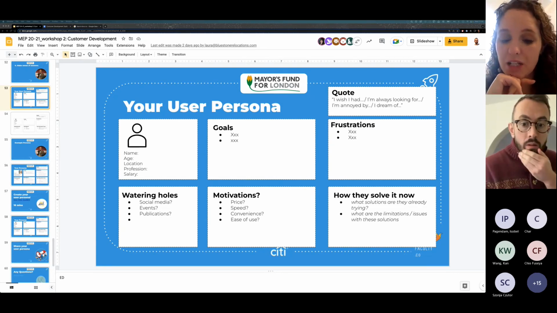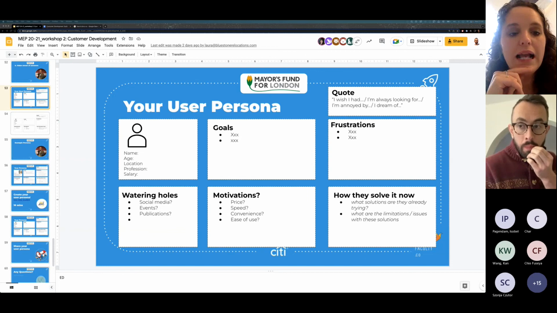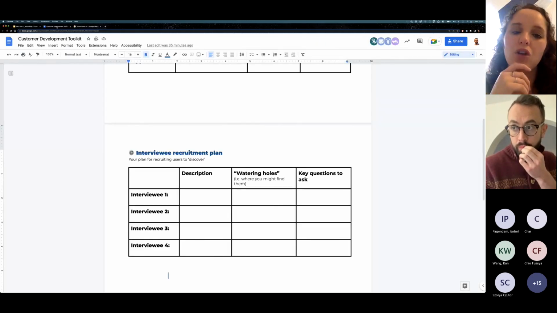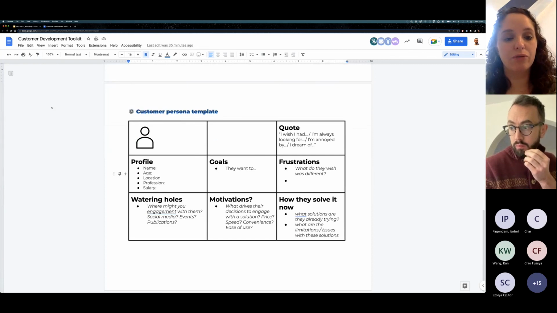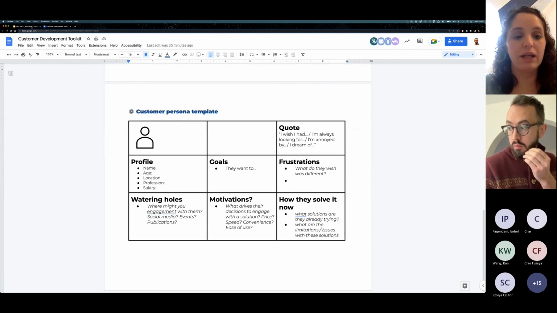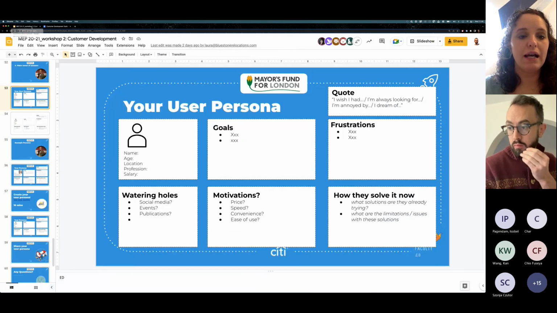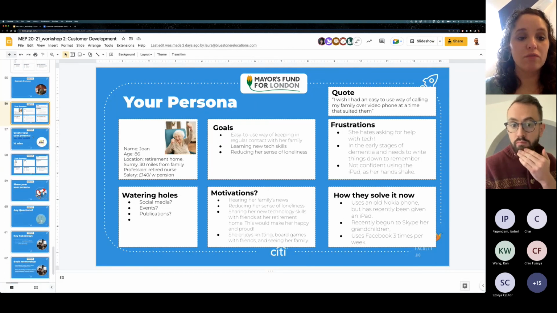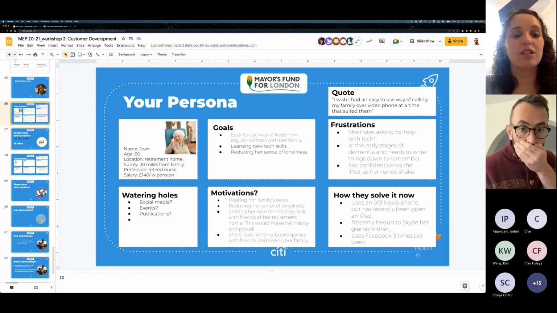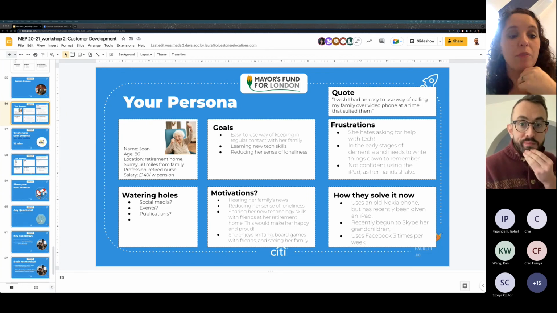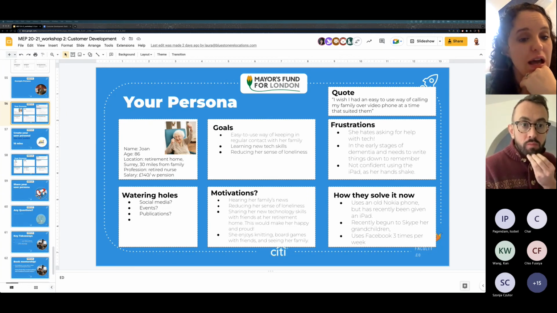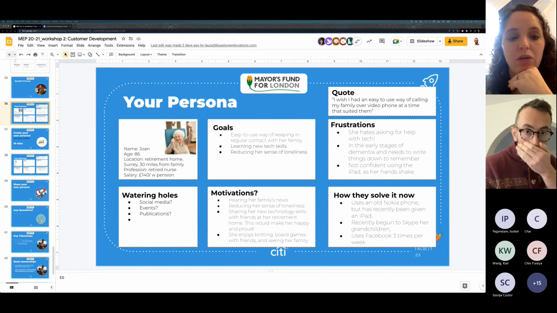Again, this is on the same page, the same link that you've had before. And you're going to try and create this image of this person. So in our example, let me go back to the slide. You've got Joan, who's 86. She's in a retirement home 30 miles away from all of her family. Her profession, she's a retired nurse, and she gets about £140 a week on pension.